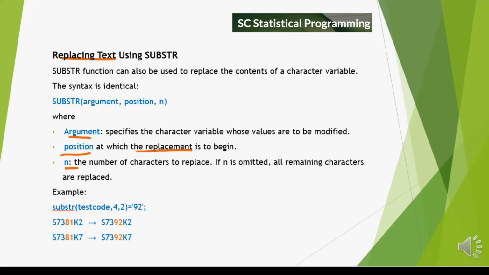So here is an example. We have a variable test code, and it has values like this. What we want to do is replace 81 with 92. The 81 starts at position 4, and we want to replace 2 characters. That's why the position is 4 and n is 2. And we want to replace the characters 81 with 92.